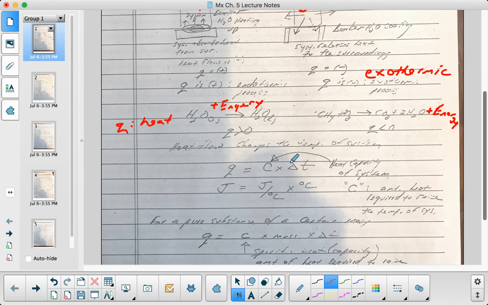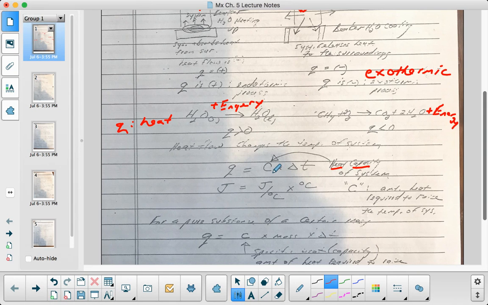All right, so heat flow changes the temperature of the system. That would make sense, right? If the heat is moving, the temperature of that system will change, as will the temperature of the surroundings. So how do we measure the heat flow? Well, it's with this equation. Q is equal to C times delta T. And capital C is what we call heat capacity. So it's whatever that whole system is.